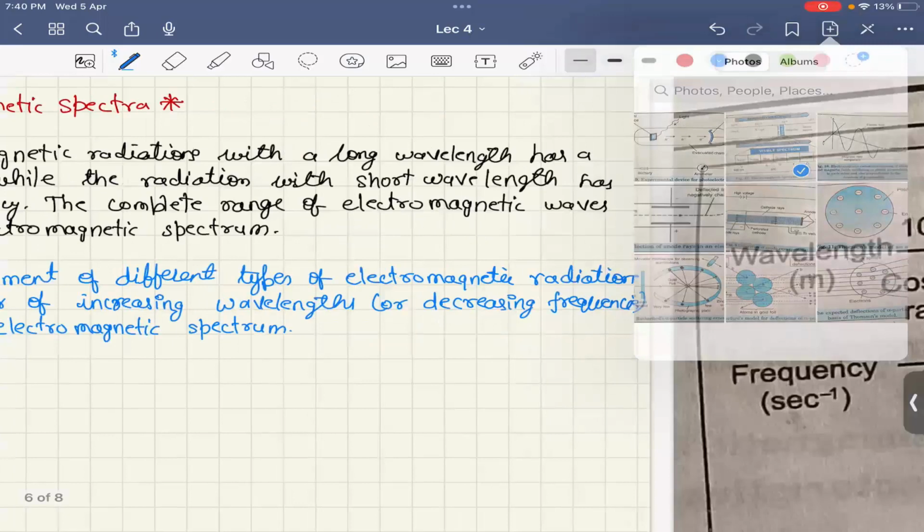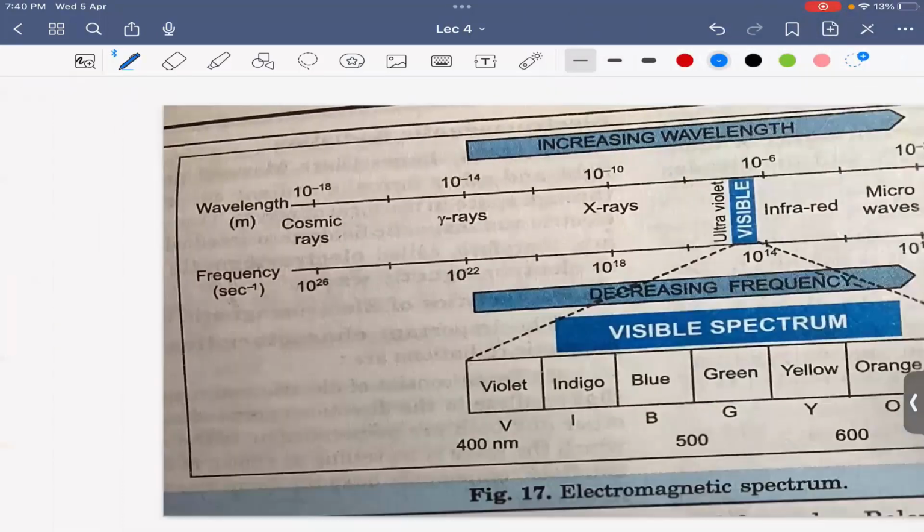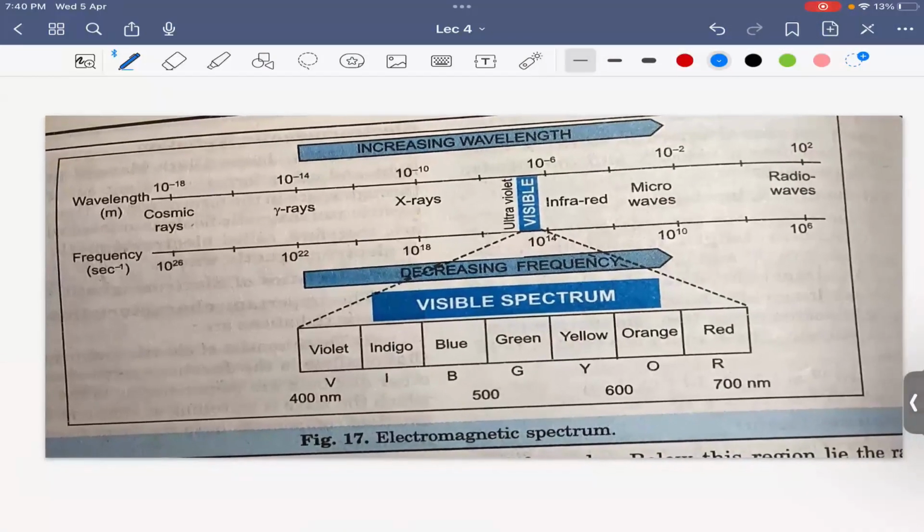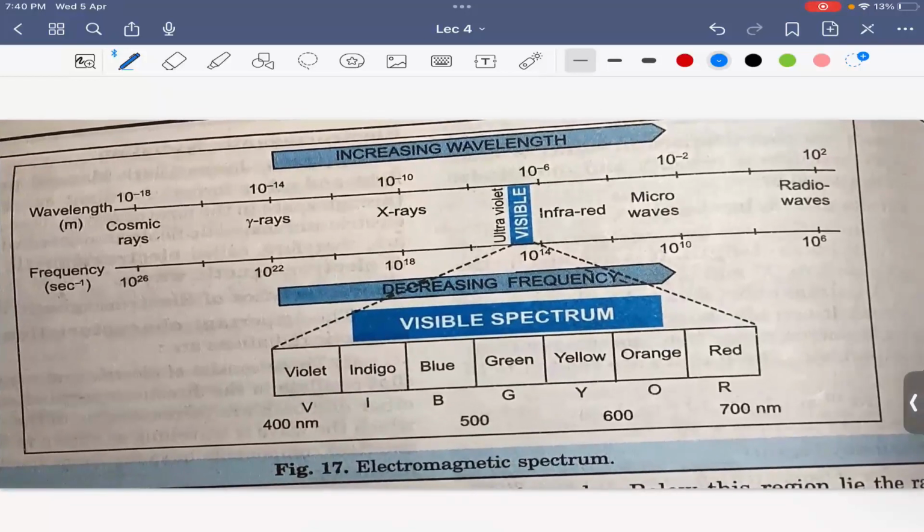So this is the complete electromagnetic spectrum. There are various regions of this spectrum. It is interesting to note that the visible light, the visible spectrum, which the human eye can detect, constitutes only a small portion of the total electromagnetic spectrum. The visible spectrum is also shown separately. This is the visible spectrum.